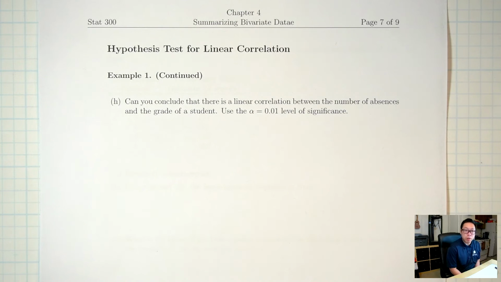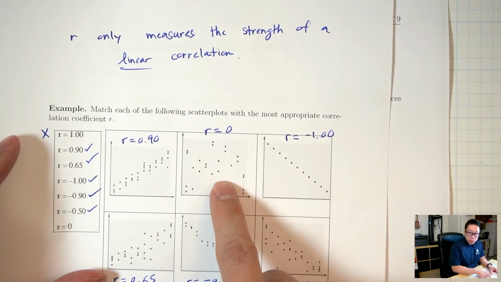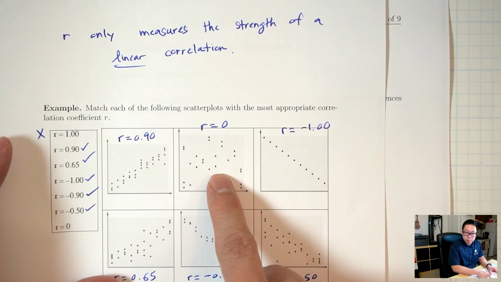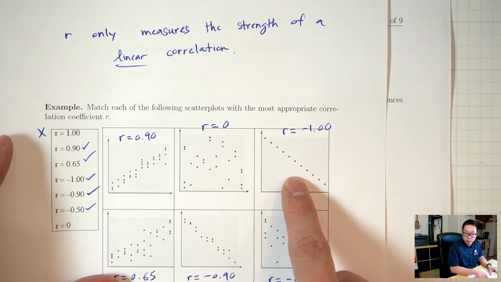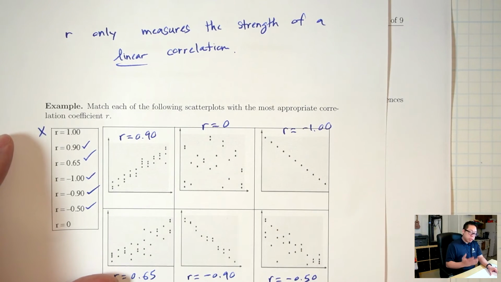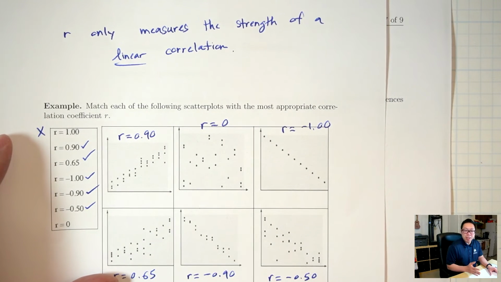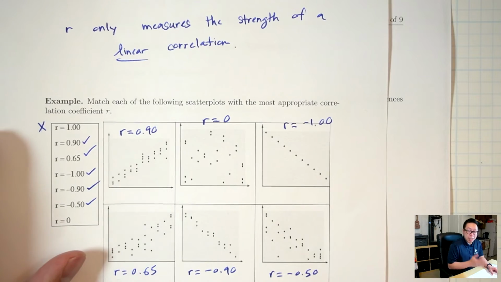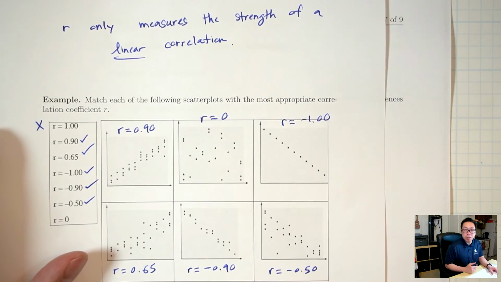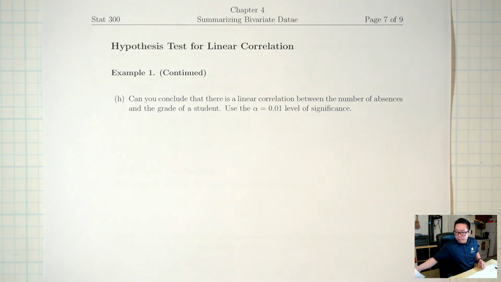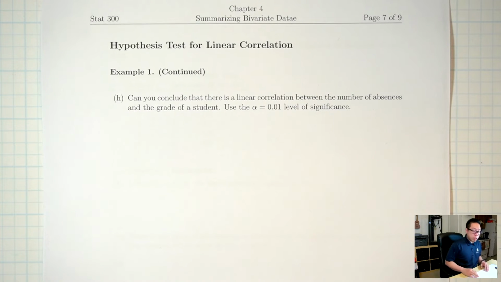Hypothesis test for linear correlation. Can you conclude that there's a linear correlation between the number of absences and the grade of a student? We said that this picture is no correlation at all, and this picture is a perfect linear correlation. Question is, where is that dividing line? How close to a line does the data have to be for us to say that it's a linear correlation? And there is no one dividing line. We have to decide using a hypothesis test.